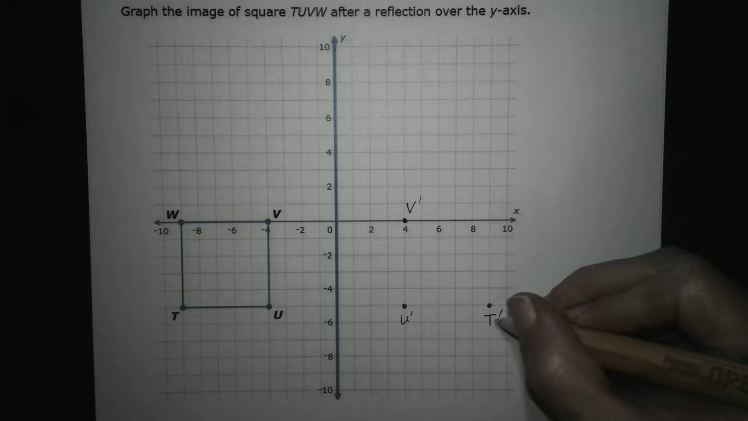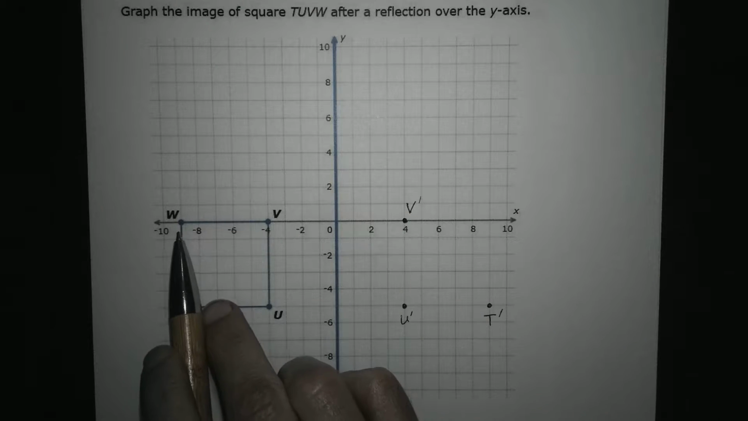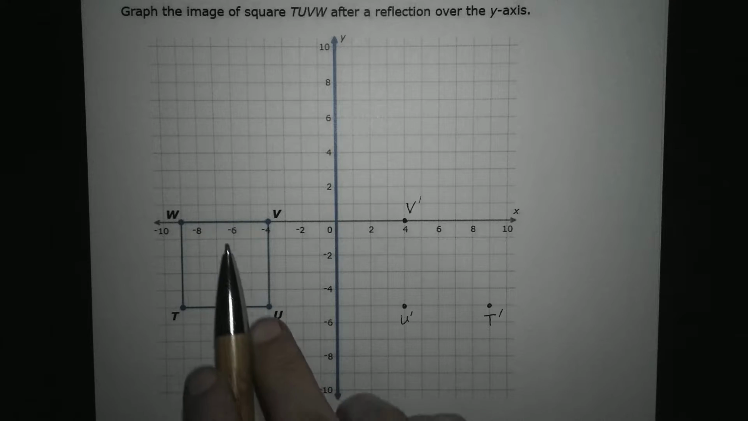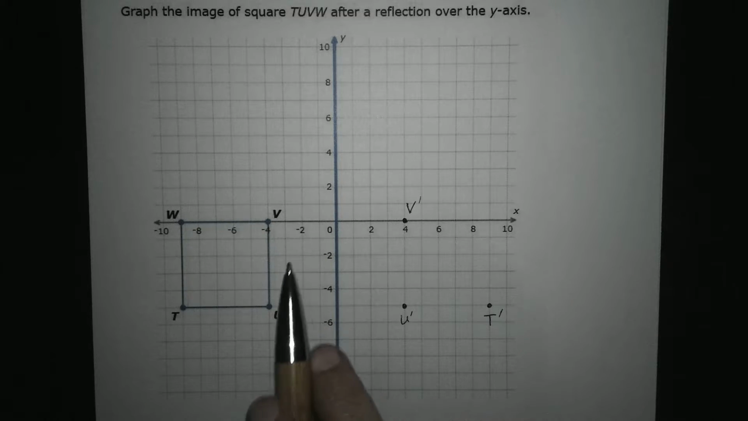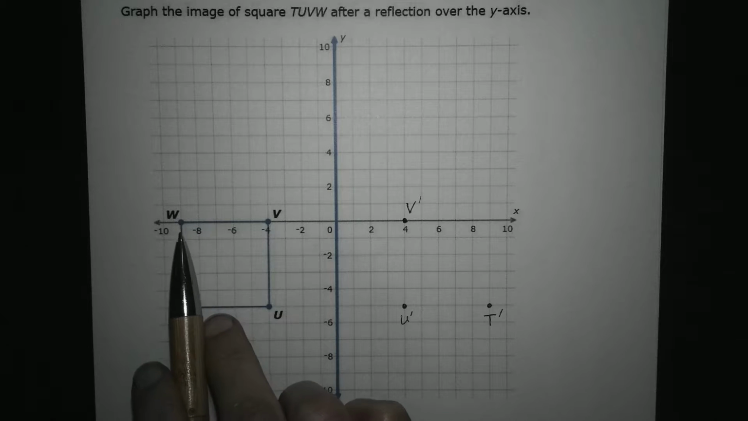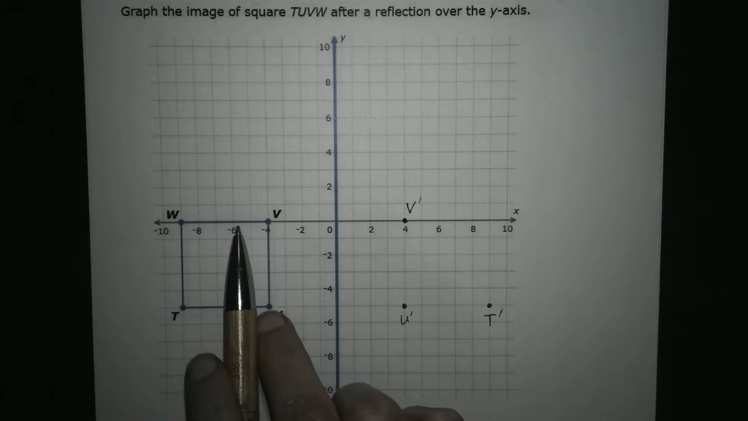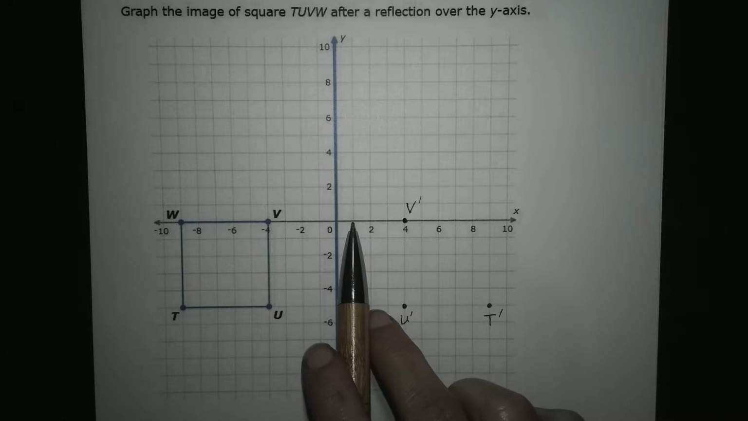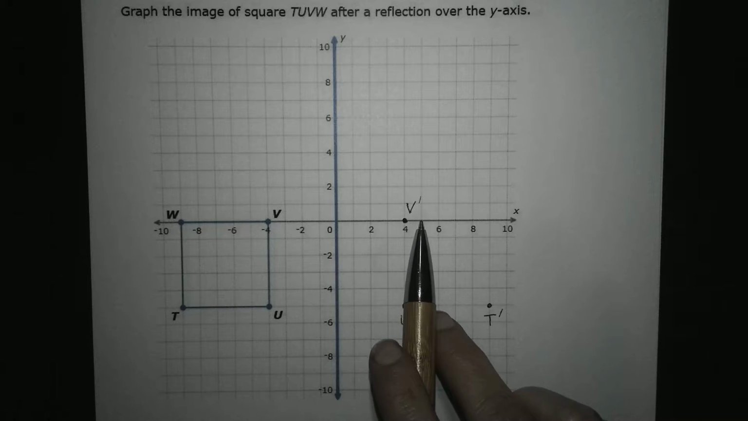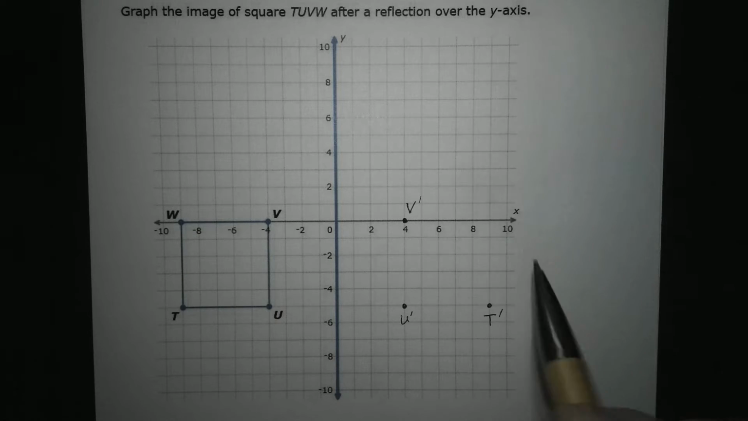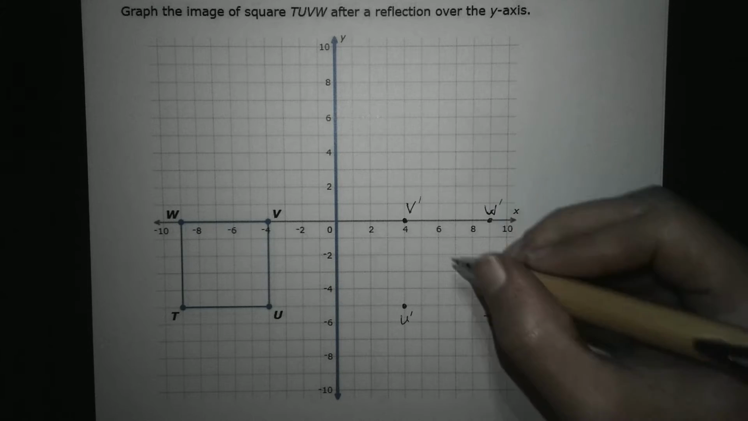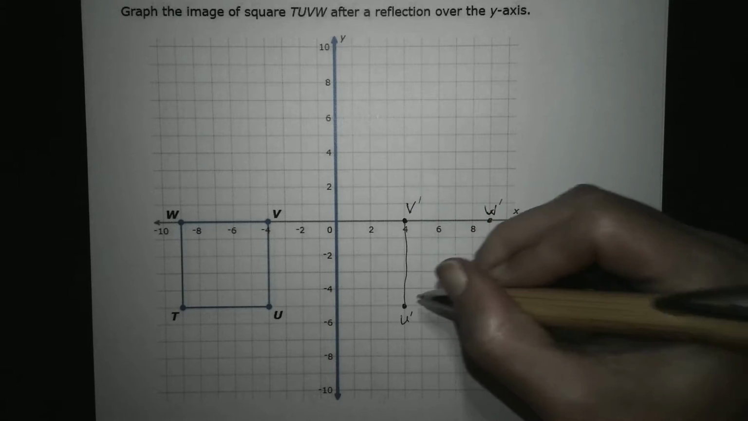That's T prime. And then W, I already know, basically this would be a shortcut. If I know that T is 9 away, then I know W must be 9 away as well. But if I don't want to make a mistake, I might want to just double check. 1, 2, 3, 4, 5, 6, 7, 8, 9. Yes, it was. That is my version of a W prime.